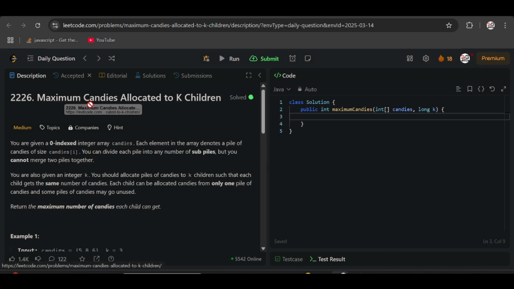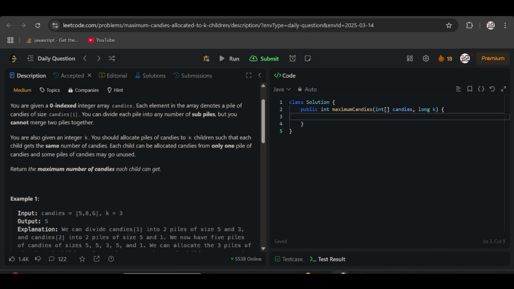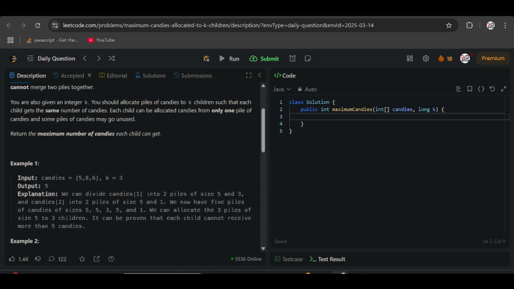So the question for today is the maximum candies allocated to K children. In this question, we are given an array candies and each element in the array denotes a pile of candies. We need to allocate those candies to K children and each child can be allocated candies from only one pile. And at last, we need to return the maximum number of candies each child can get.